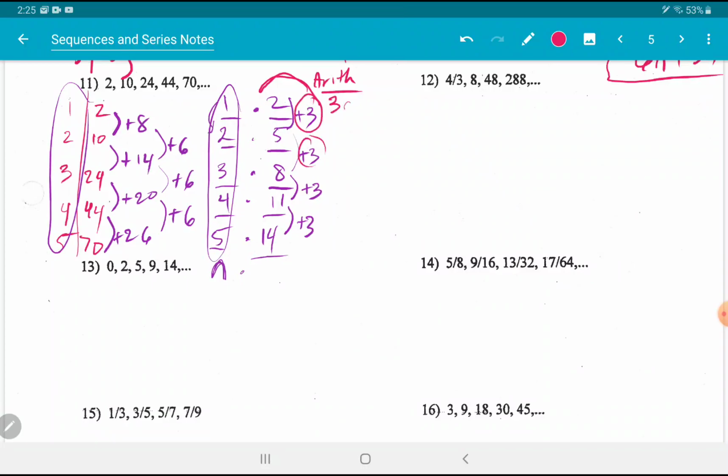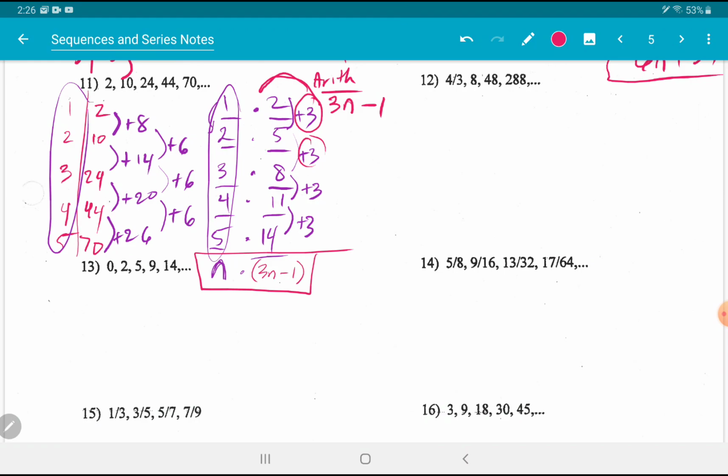So 3 times n, and you want to make sure you get this value here. So 3 times 1 will give us 3. That's the first term. So 3, but then we want 2. So minus 1 maybe? Let's see. 3 times 2, the second term, is going to give us 6. Minus 1 gives us 5. Yeah, that works. 3 times 3 is 9. Minus 1 is 8. Yeah, this works. All right, so we're going to say n times 3n minus 1. That's going to be our sequence for number 11. Okay? All right.